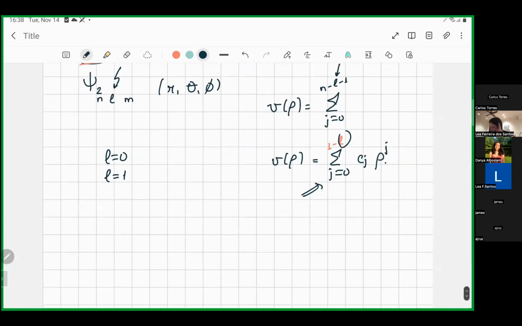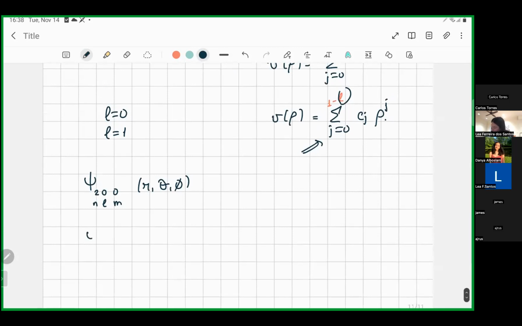Which means, what are the possible states? What are the possible solutions for the excited state? For N=2, we can have L=0. And if L is 0, M has to be 0. So this is one possible solution. But there are others. What are the others? Well, for N=2, L could also be 1. This also makes sense. That also allows us to make sense of that series.